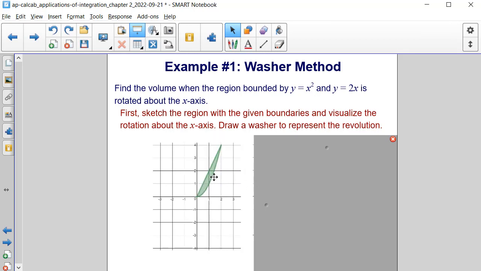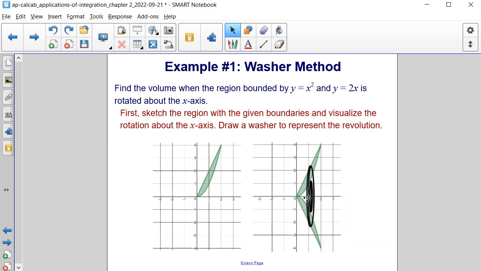So we can see we go through 1, 1, 2, 4, and then the slope of the line has a rise and run of 2, or a slope of 2. And we can see the region that we have here. Next, we're going to draw the washer to represent the revolution. So we're going to have to draw the outer radius and the inner radius in order to see the washer that's being created. So we have this big circular section, and we have this smaller one inside.